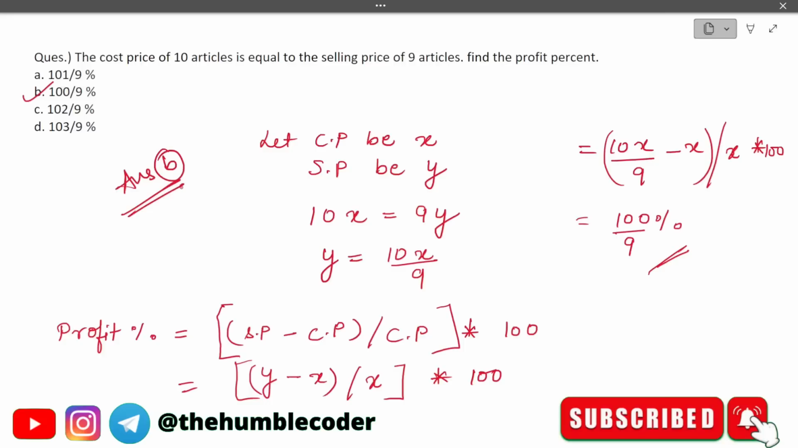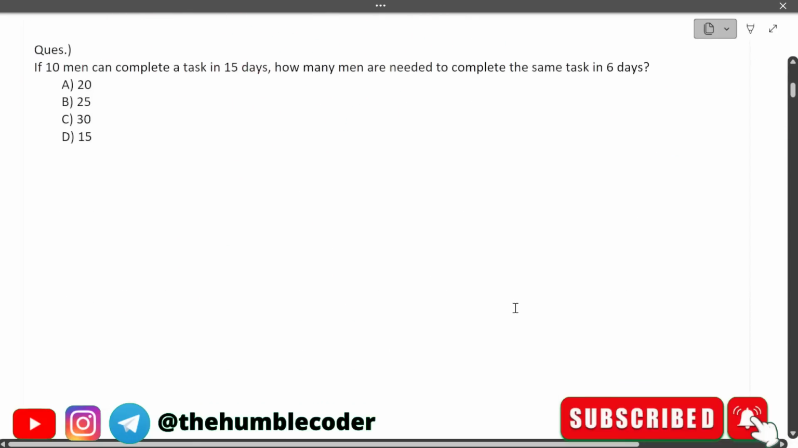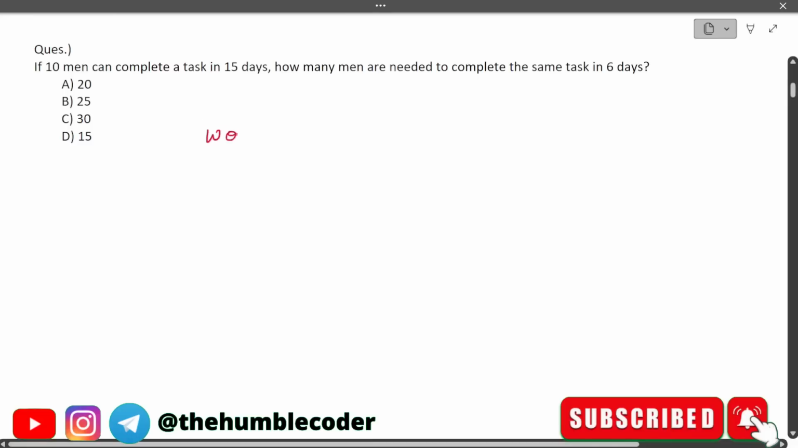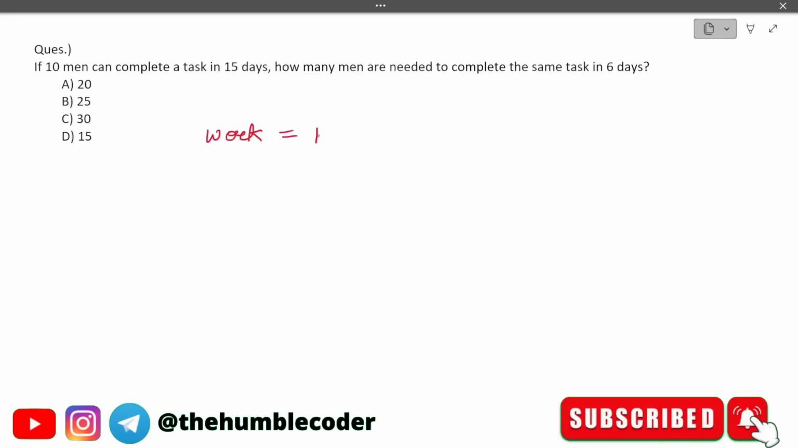So let's now move on to the next question. The question is, if 10 men can complete a task in 15 days, how many men are needed to complete the same task in 6 days? We are given the options 20, 25, 30 and 15. First of all, whenever you get this kind of question, just follow this approach. You will find the answer very easily. So work equals man into days, the number of days given to us.